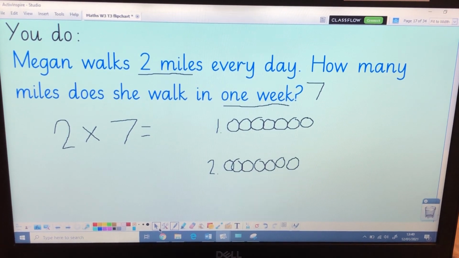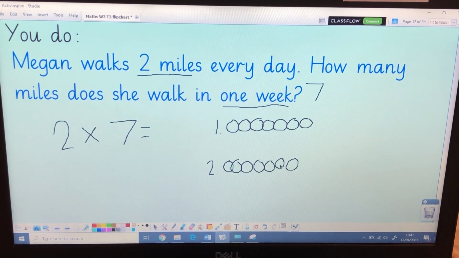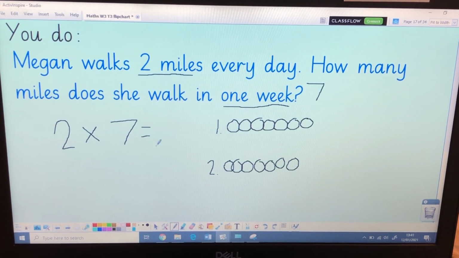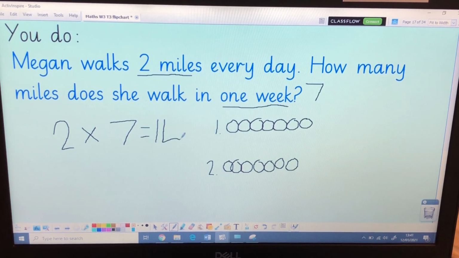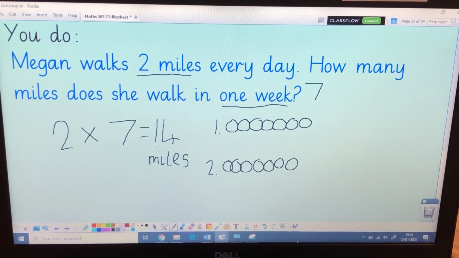Should we count them up, see what our answer is? 1, 2, 3, 4, 5, 6, 7, 8, 9, 10, 11, 12, 13, 14. So our answer to 2 times 7 is 14. So Megan walks 14 miles in 1 week. It's quite a lot of miles, isn't it, in 1 week? 14 miles. That's really important you put the miles bit so people know what the 14 means. It could be 14 monkeys or 14 cakes. But the question's telling us it's miles, so we need the miles bit in there too.